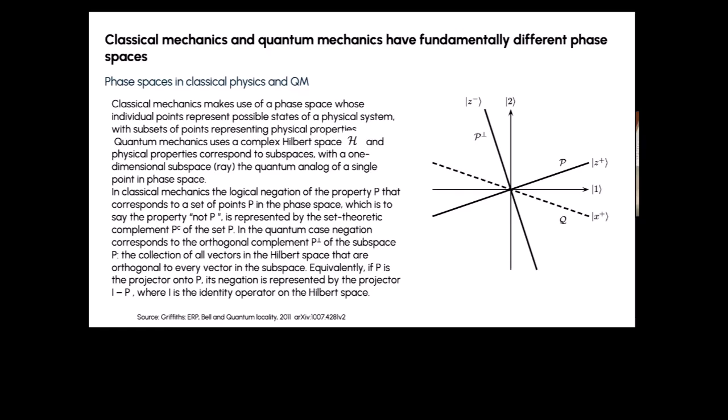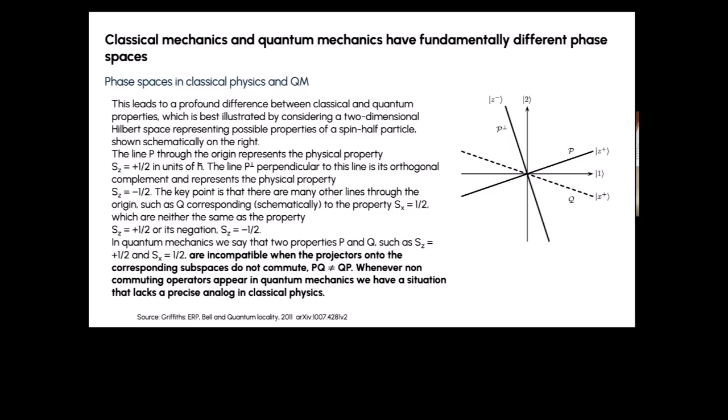And now, there's a very profound difference between classical and quantum properties, which is illustrated by considering a two-dimensional Hilbert space representing possible properties of a spin-1/2 particle. A spin-1/2 particle is schematically shown on the right. The line P through the origin is a physical property of spin, of the positive spin 1/2 in units of the Planck constant. Again, this is where the quantization comes in. The line P perpendicular to this line is its orthogonal complement and represents the physical property of spin minus 1/2 in the z direction.